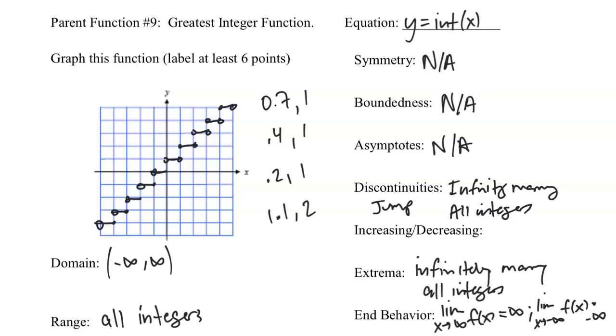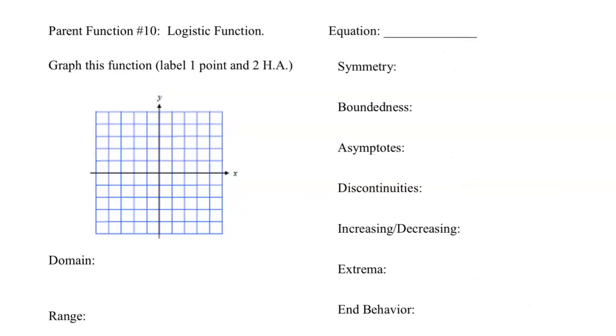Okay, parent function 10 is called the logistic function. When you get to Calculus BC, if you end up taking that course, you'll actually study this a little bit more in depth, but I'm just going to give you a basic preview of it here. Here's the equation, y equals 1 over 1 plus e to the negative x.